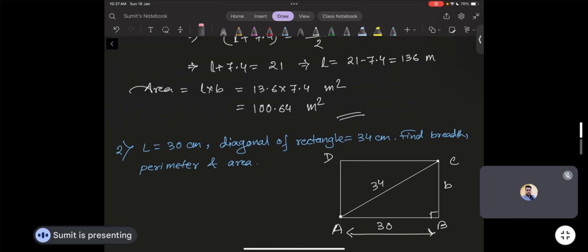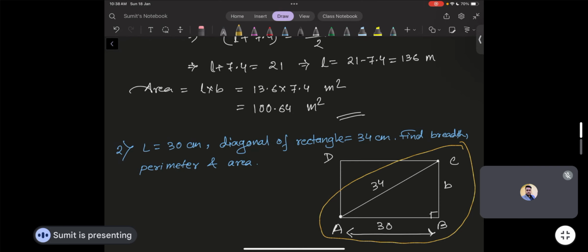See, length is given as 30 centimeter, diagonal is given as 34 centimeter. To find the breadth. If you have got the breadth, then the perimeter and area you can find very easily. So see, I have drawn a diagram. Over here, diagonal AC has been taken as 34. So BD can also be taken as 34 because diagonals are the same for a rectangle. So if you have joined AC, look at the triangle ABC. What kind of triangle is it?